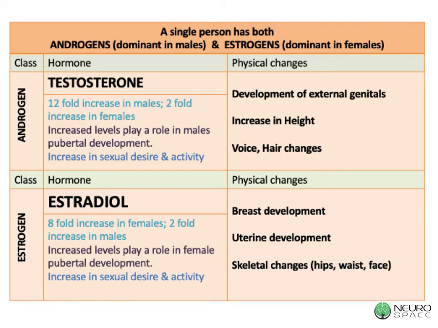If you look at estrogen, that is the main class of female sex hormones, under which estradiol is the main sex hormone. You will see that there is an 8-fold increase in females and a 2-fold estradiol increase in males. Resulting from this estradiol change, you have breast development, uterine development, and skeletal changes like an increase in the girth of the hips, decrease in waist size, facial changes, and so on.